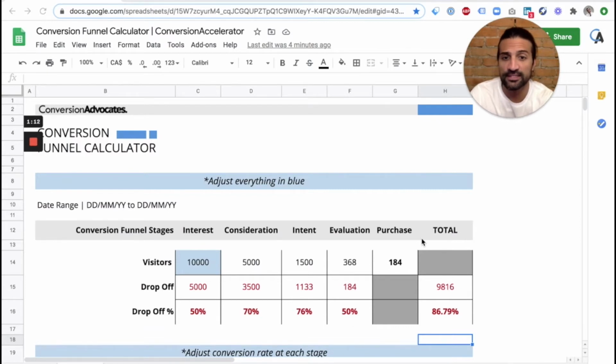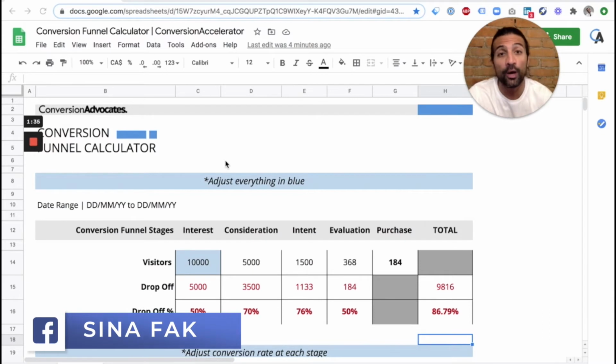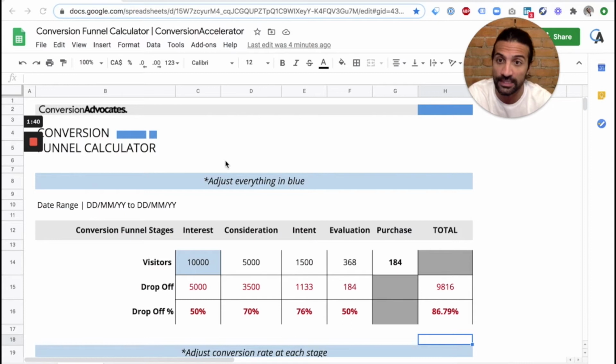So here I have this conversion funnel calculator. It's very basic, but it will help you get started thinking about, well, where within the customer's buying journey do I need to be paying more attention? And if I put attention towards this area, what impact would it have on our sales and overall conversion rates? So this is again a very basic conversion funnel calculator.